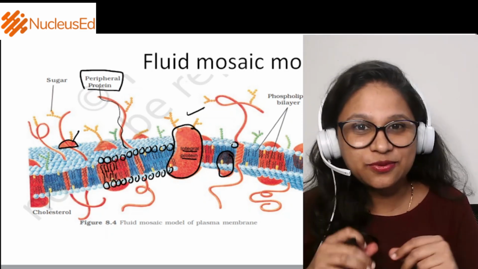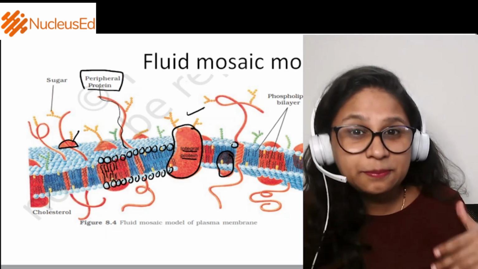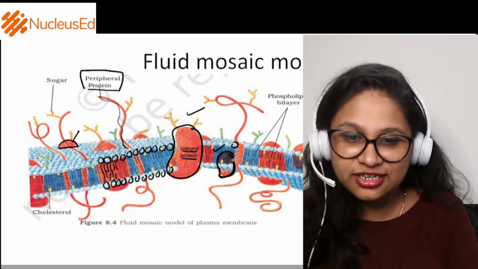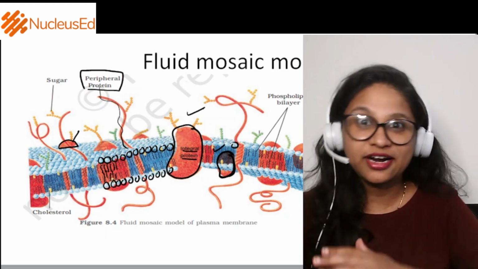In the case of integral proteins, there are certain integral proteins which are not completely embedded throughout the membrane, just like this. They are embedded, but only partially. So an integral protein can be partially embedded or completely embedded.